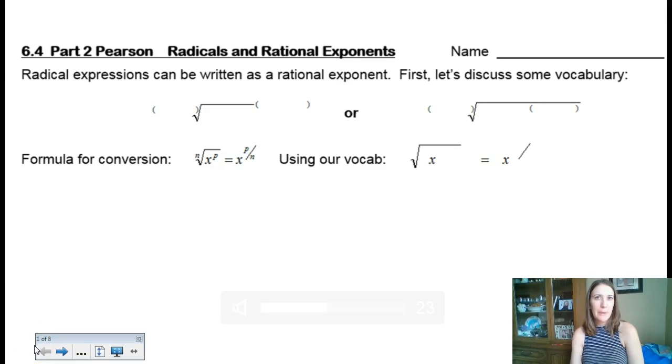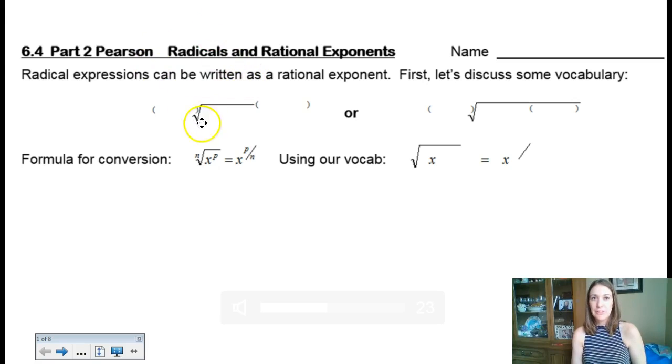So our second part of the 6.4 lesson for Algebra 2. We kind of alluded to it in the previous lesson, where we talked about x to the 1/2 power being the same thing as the square root of x. And today we're going to go into further detail about that. So, fun fact, radicals can be rewritten as expressions with rational exponents.